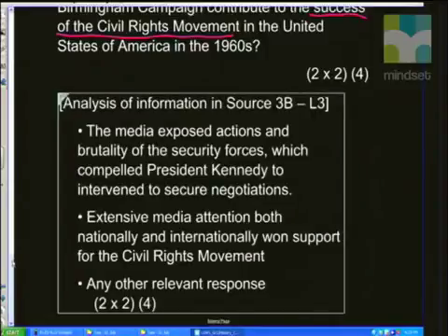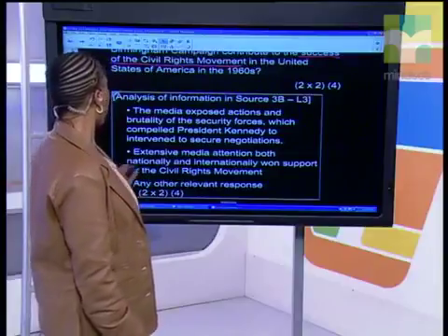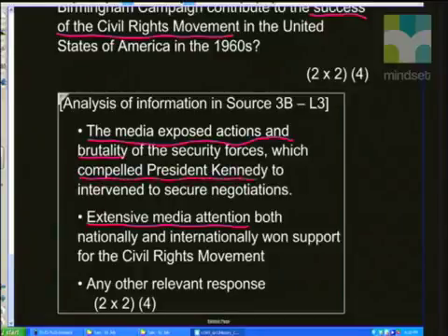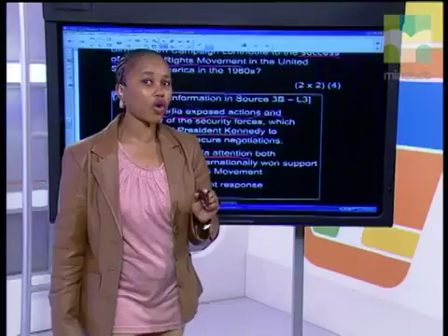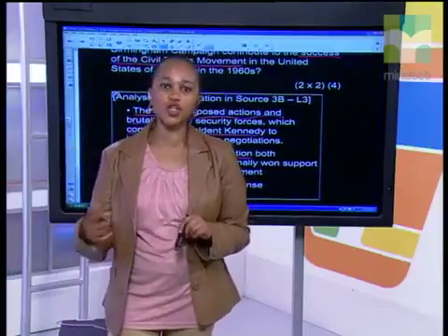The media exposed the actions and brutality of the security forces, which compelled President Kennedy to intervene to secure negotiations. Now that is very important. Remember, when we are analyzing the source, we said cause and effect. So that is what happened. And then another thing that happened was that there was extensive media attention, both nationally and internationally. So I'm going to quickly underline those things. Extensive media attention, okay? The media exposed the actions and brutality, and then you have your result there, that President Kennedy was then compelled to intervene because of that. Okay, so now we're going to take another quick ad break, and then when we come back, we're going to carry on with our questions.